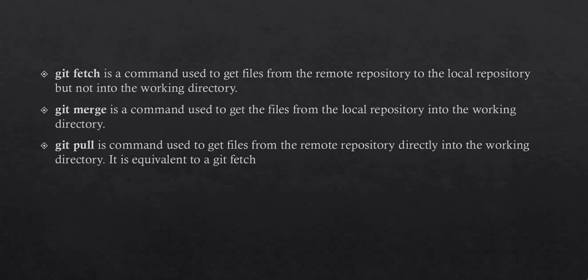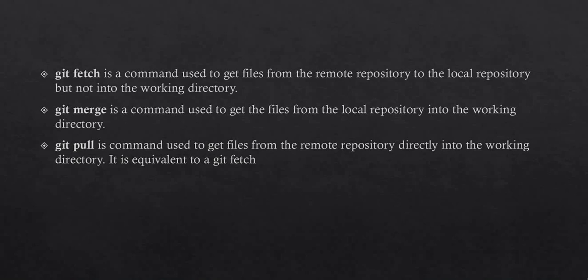What does git fetch mean? What does the git fetch command do? Git fetch gets the file from the remote repo to the local repo, meaning I need someone's file. I have committed it and my friend needs the file, so what they will do is use the git fetch command.